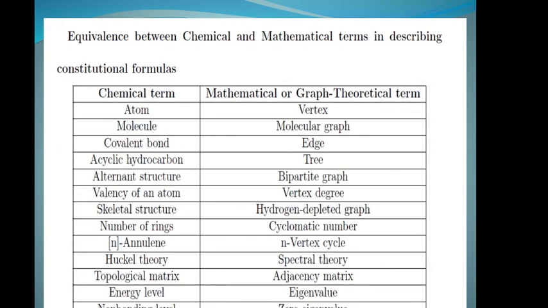See here we can see the equivalence between the chemical and mathematical terms existing in chemistry. An atom represents a vertex. A molecule represents the molecular graph. A covalent bond represents an edge. A cyclic hydrocarbon represents a tree in graph theory. Alternate structure represents the bipartite graph. Valency represents the vertex degree as such.